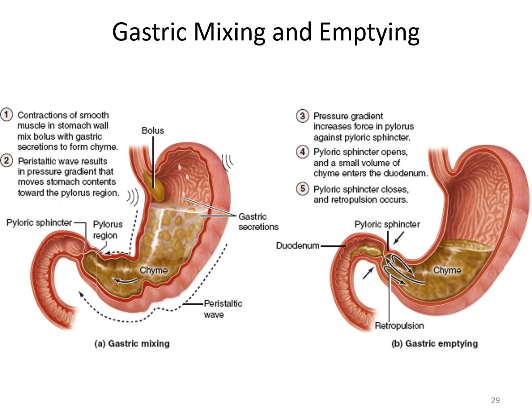Gastric mixing and emptying, so contractions of the muscle in the wall are going to mix the bolus of food with the gastric secretions to form chyme. So it's basically food when it goes in the mouth. We convert it to a bolus as it goes through the pharynx and the esophagus. When it gets to the stomach and it mixes with the secretions of the stomach, it's now called chyme.